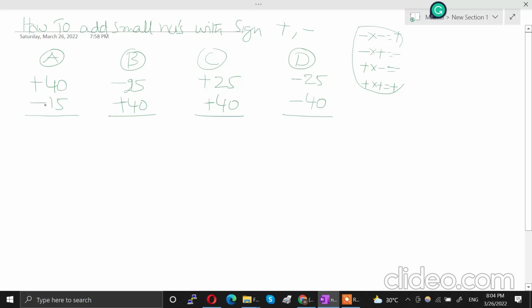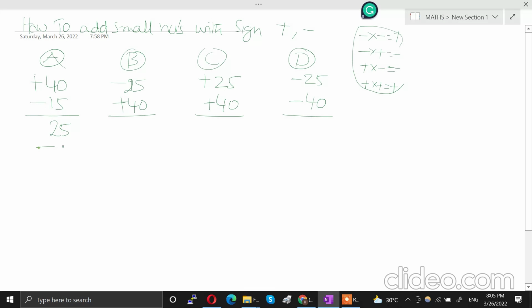So students get confused with the multiplication of signed numbers when they try to do the addition. Here one simple trick is, if any of these numbers has a minus, in examples A and B, this number has minus 15, this number has minus 25, then simply you subtract. Subtract the smaller number from the bigger number. The bigger number is 40 and the smaller number is 15, so when you subtract, you get 25.